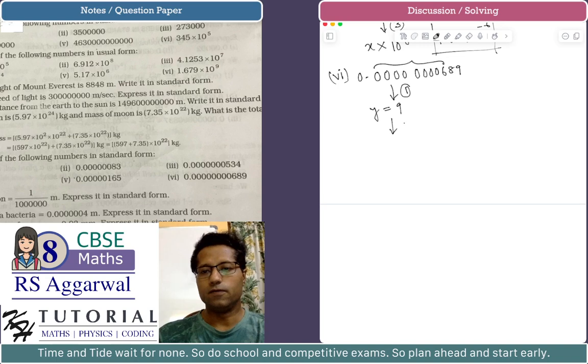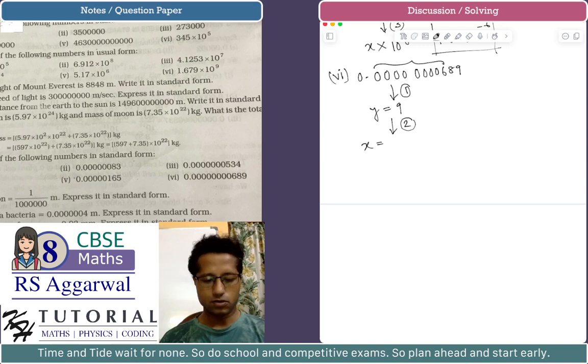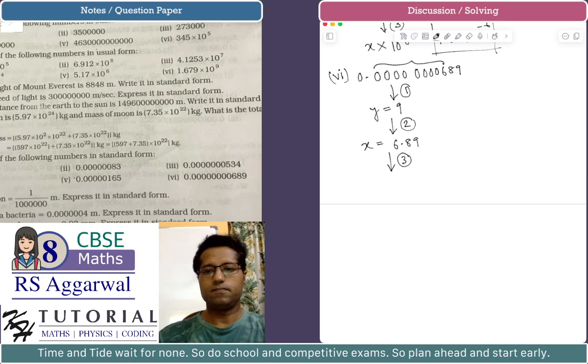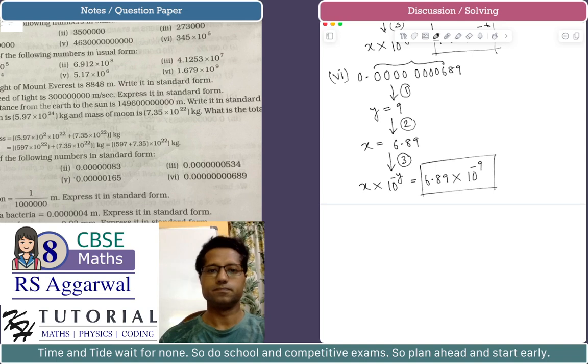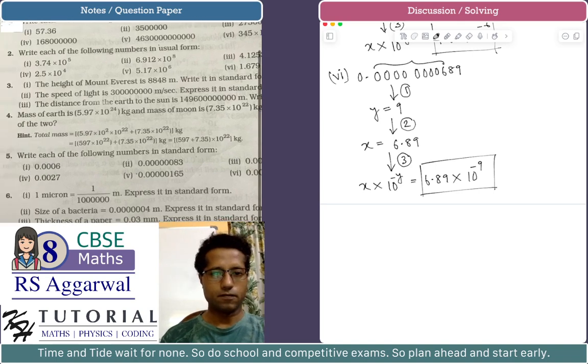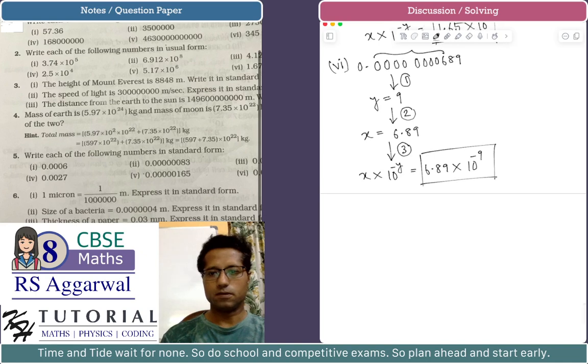Now after step 2, I will find x. What is x? X will be the given number. You consider the given number as a whole number by ignoring the decimal point. So we have 689 and then you put a decimal point after the leftmost digit, 6.89. Now as a final step, the standard form will be x multiplied by 10 to the power minus y. This is equal to 6.89 multiplied by 10 to the power minus 9. So this is the number in standard form. So that was the end of problem number 5. Let's do problem number 6.